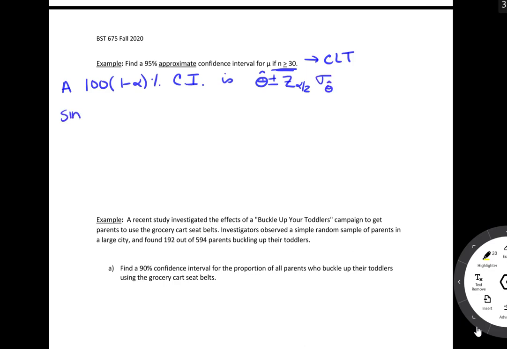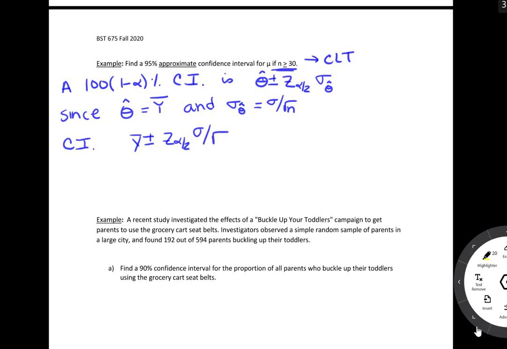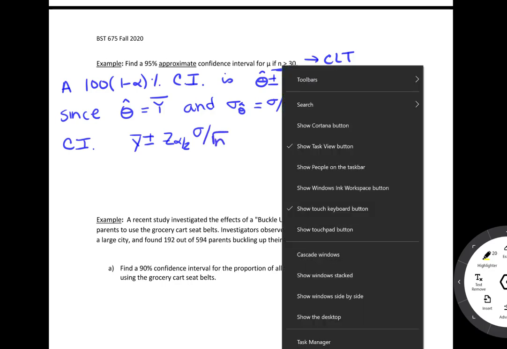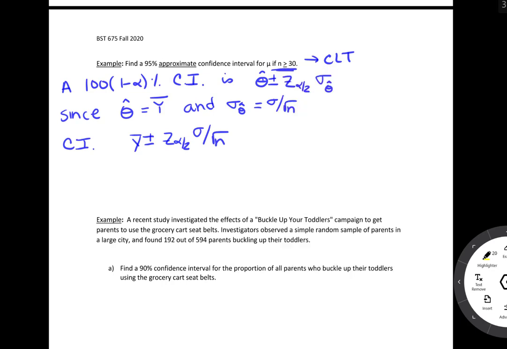So in this particular case, since we're going to work with a mean from a single sample, we're going to let theta hat be equal to y bar, because again, we're interested in that mean. And we know from previous note sets that if we want the standard deviation of y bar, that is equal to sigma divided by the square root of n. So therefore, the confidence interval is equal to y bar plus or minus z alpha divided by 2 sigma over the square root of n. And this is a confidence interval that you saw many, many times in your intro stat course.